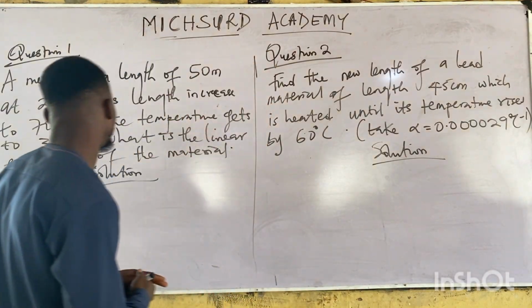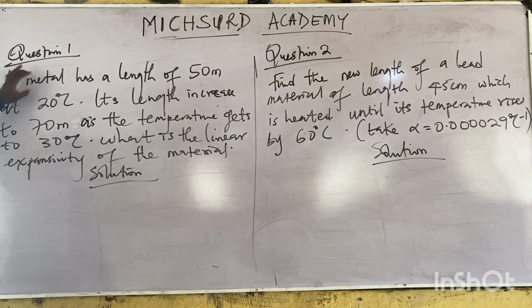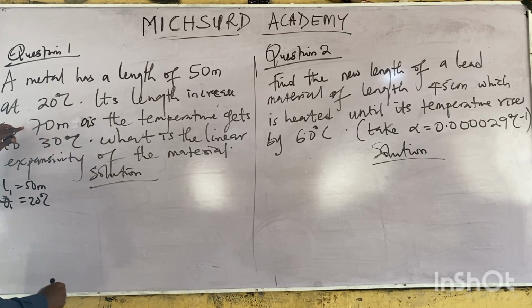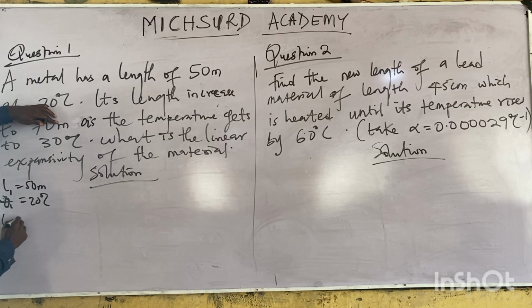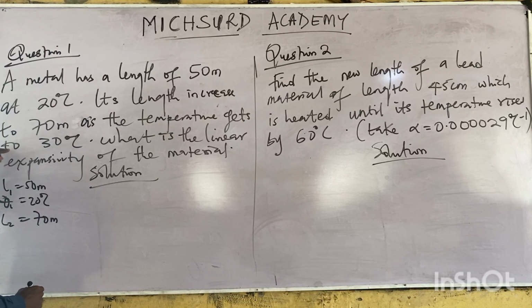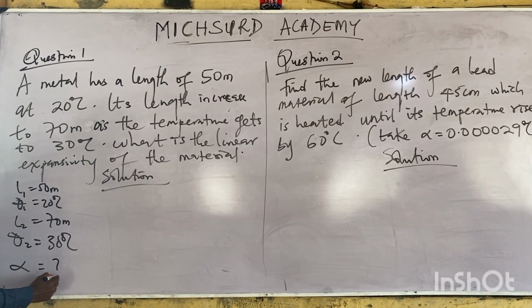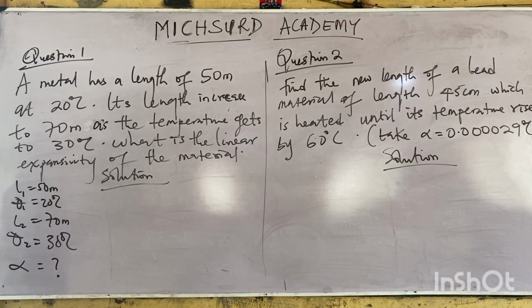So the first question is: given that a metal has a length of 50 meters at 20 degrees Celsius, so the temperature there is 20 degrees Celsius. Its length increased to 70 meters, so the new length is 70 meters, as the temperature gets to 30 degrees Celsius. Then what is the linear expansivity of the material? So we want to get the linear expansivity of the material.